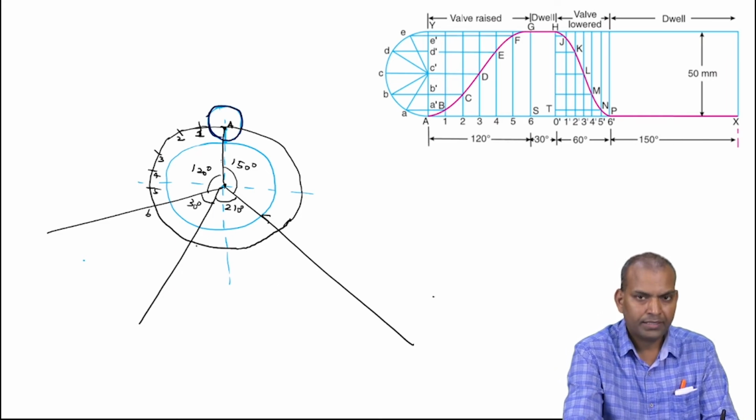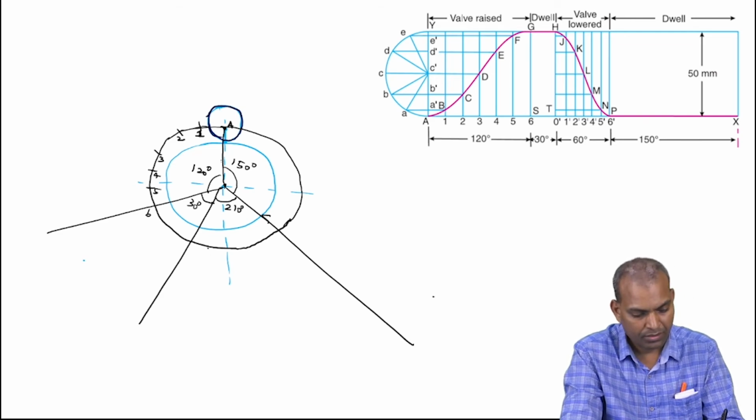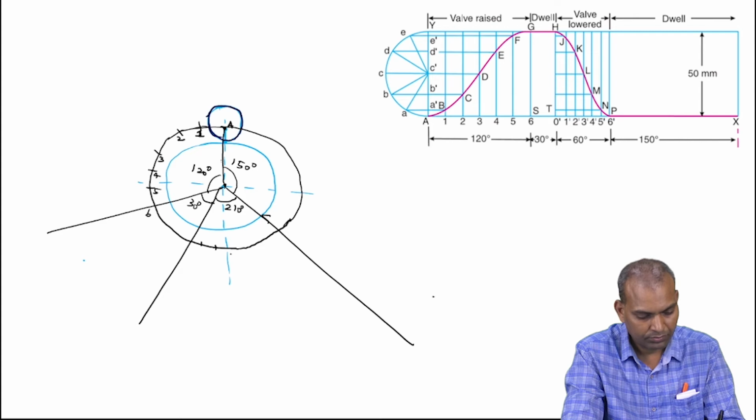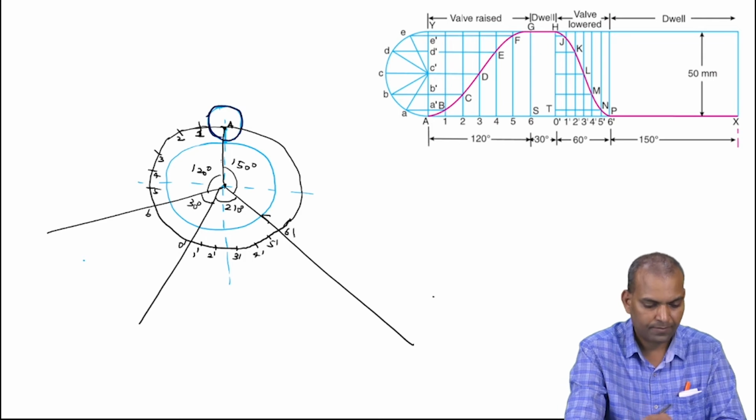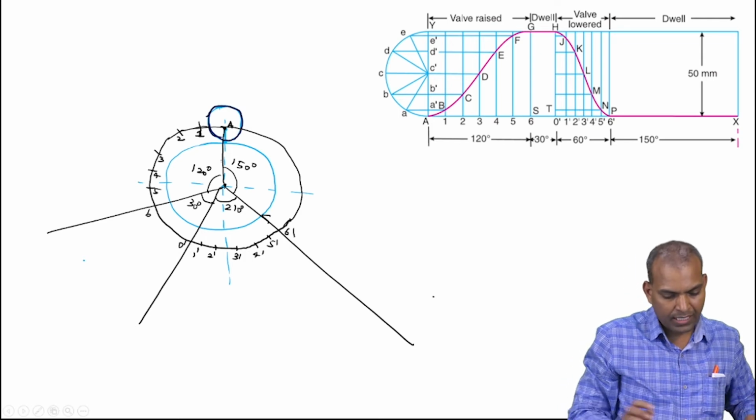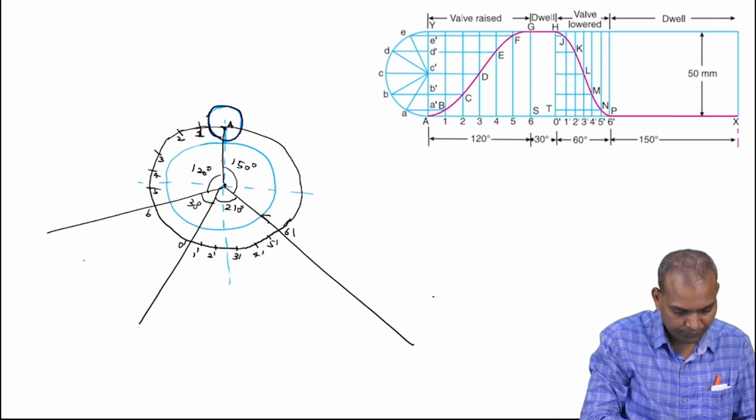Next, the return stroke also divide into equal parts. Here it is shown as 0 dash, 1 dash, 2 dash, 3 dash, 4 dash, 5 dash and 6 dash. So draw radial lines passing through these.